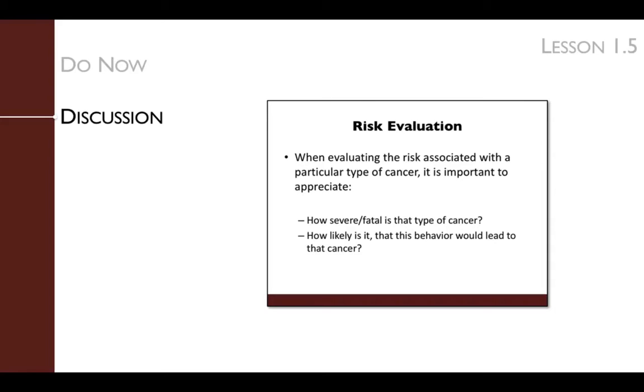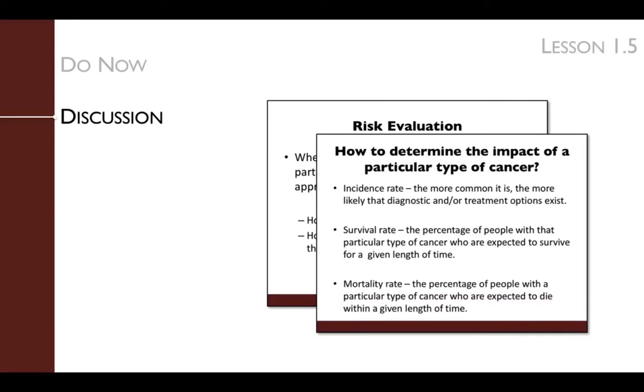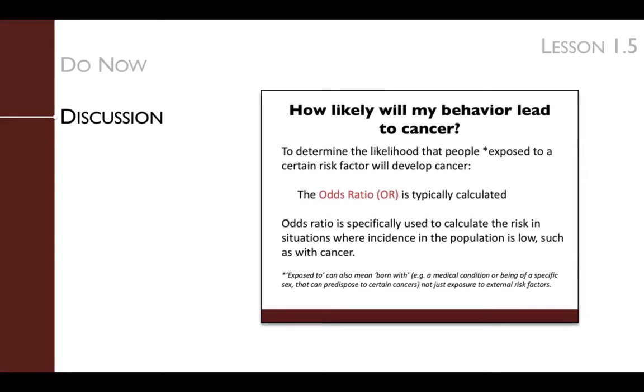Notice that we are shifting now from a consideration of the impacts on the individual to the impacts on the population. To answer the first question about disease impact, we will use three epidemiological concepts: incidence rate, survival rate, and mortality rate. To answer the second question about likelihood, we turn to the odds ratio. The odds ratio calculation is more accurate to calculate the risk when incidence in a population is low.